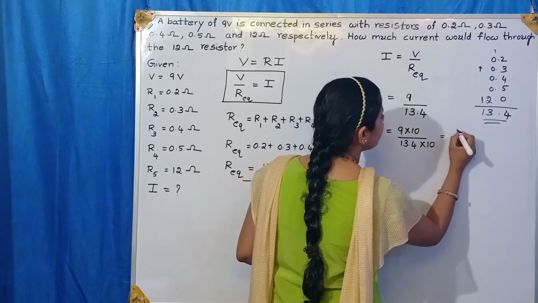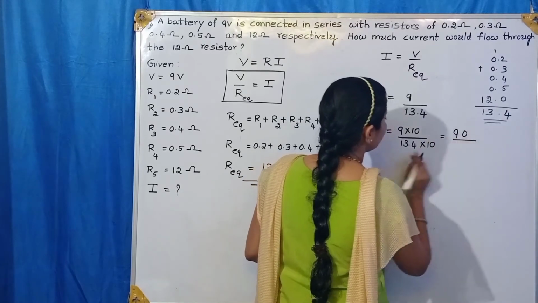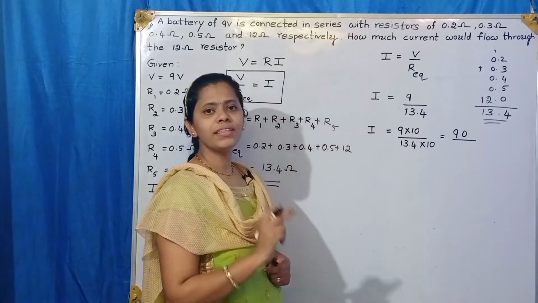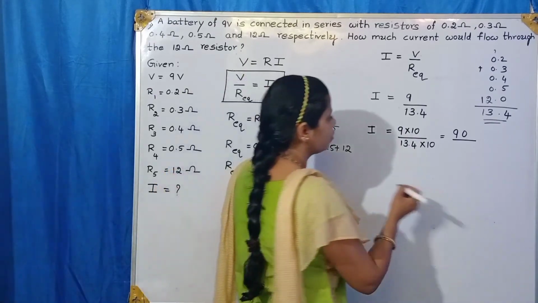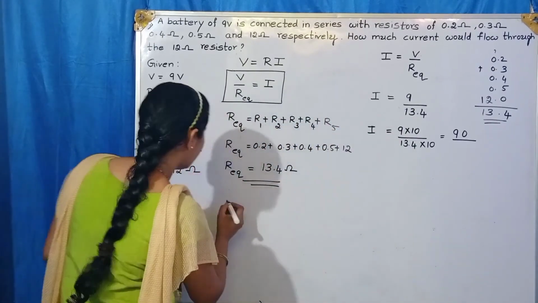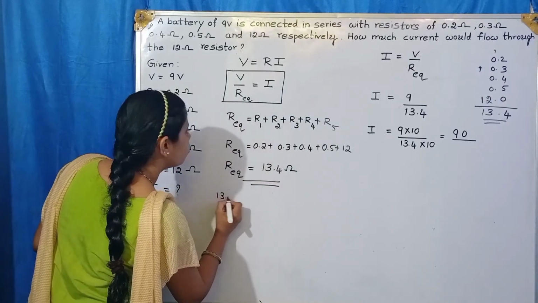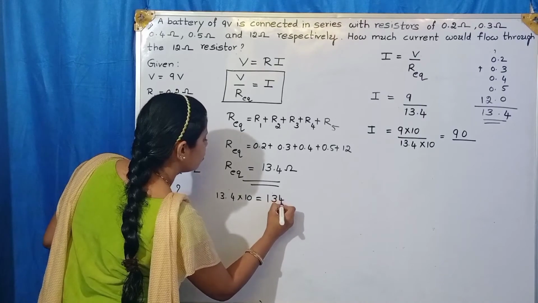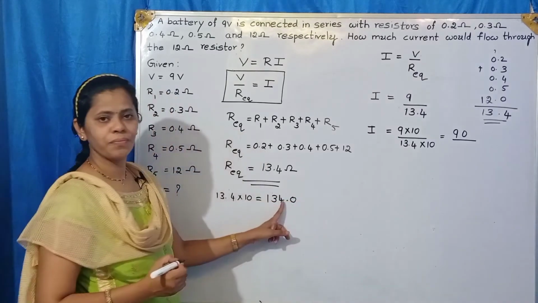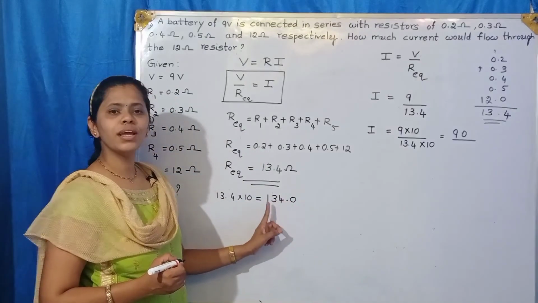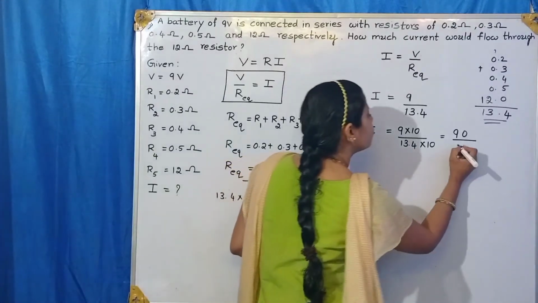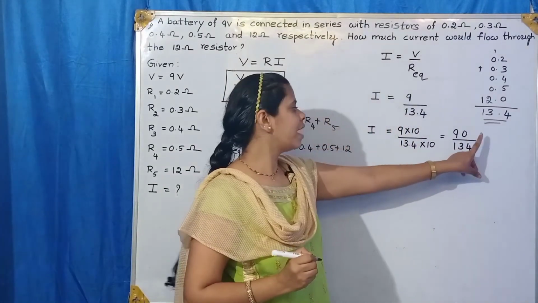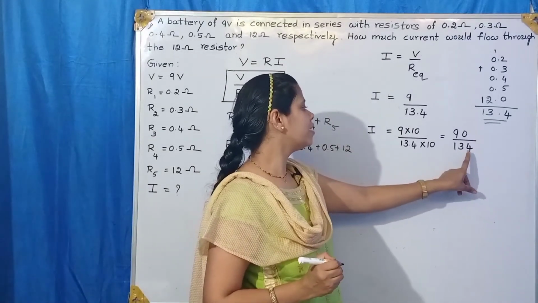What will it become? 90 divided by 13.4 into 10. How much is 13.4 into 10? 134.0, so we will write only 134. Now divide 90 by 134.